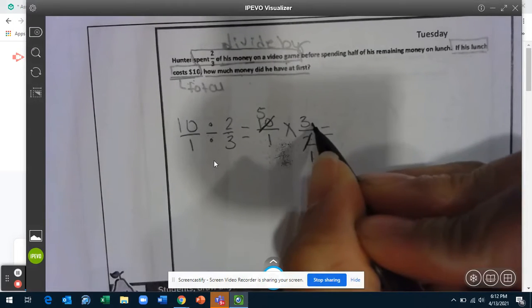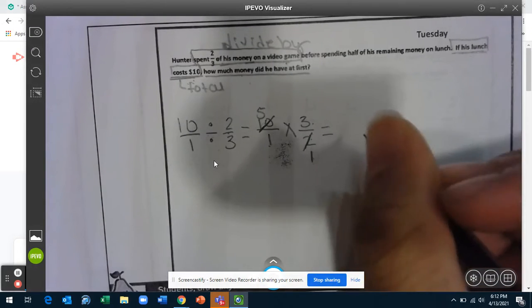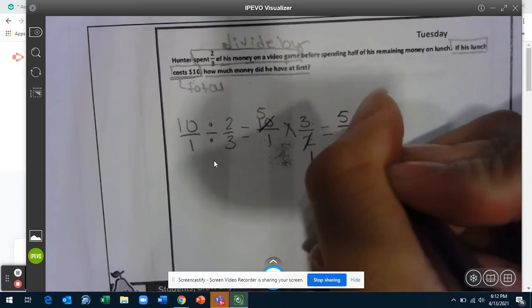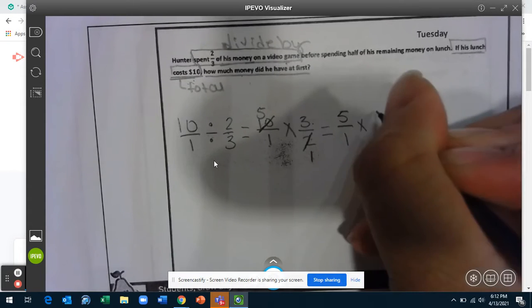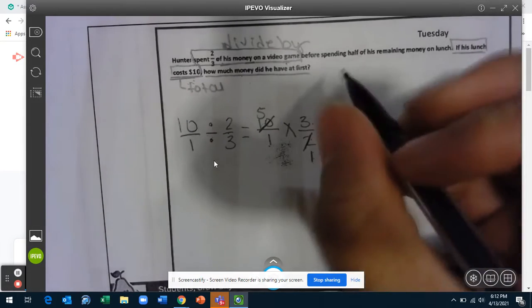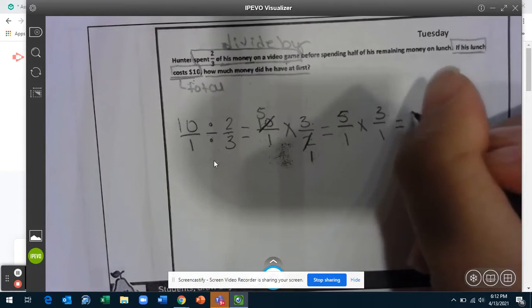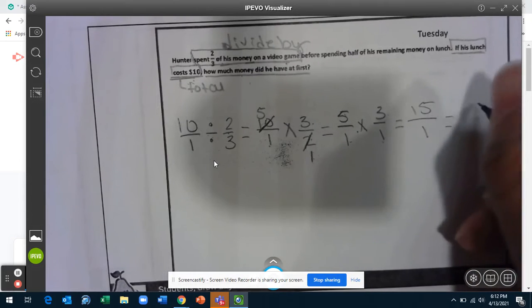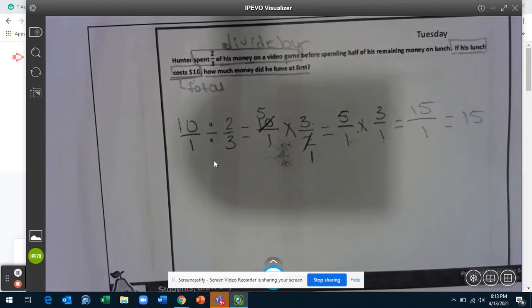All right. I look at my B and my C. I see that they are already simplified, so there's no reason to do so. So now I want to rewrite my problem as 5 over 1 times 3 over 1. All right. And simply multiply. 5 times 3 gives me 15. 1 times 1 gives me 1. So the answer is 15. All right. Good job.